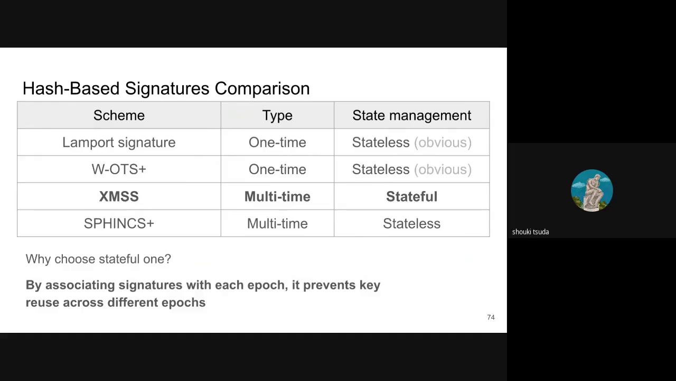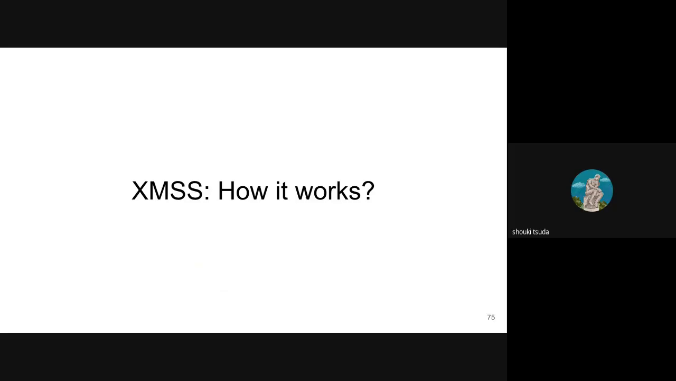So this stateful, many-time property makes XMSS easy to integrate with the current Ethereum PoS consensus, because we should watch which slot's signature is used. Okay, this signature was used at t-1, but this signature has not been used at the current t. We can easily recognize that each signature has been used. Okay, so let's move on to XMSS and how it works.